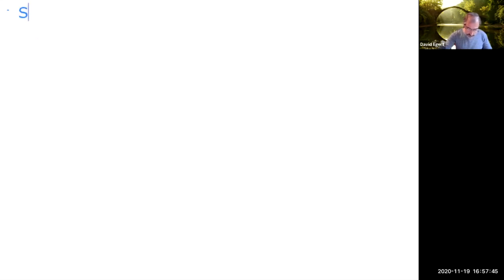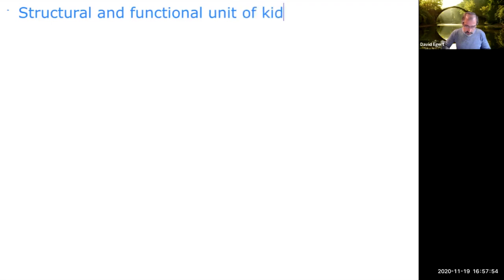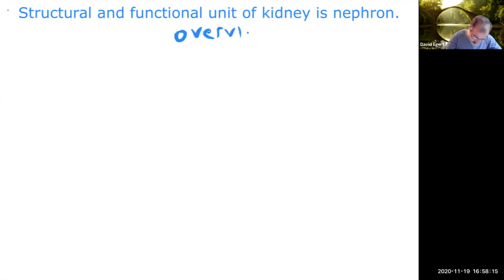Let's make it a little smaller. So the nephron. What we're going to do is talk about the nephron, first an overview of what the nephron is doing. Like I said, an actual nephron is all twisted up and convoluted and loopy, but we're going to look at it first in a more schematic way.